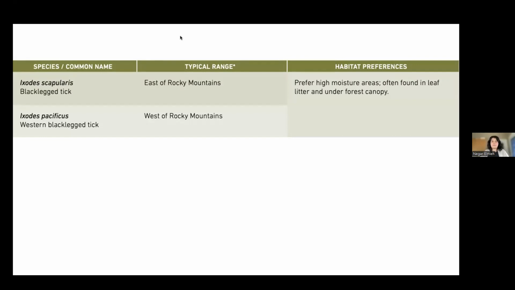And the Ixodes scapularis is found east of the Rocky Mountains, the Ixodes pacificus is found west of the Rocky Mountains, and both of these ticks prefer high moisture areas, and they're often found in leaf litter and under forest canopies. So really that place where they can be protected, they can be a little bit moist, but still have a host to feed on.